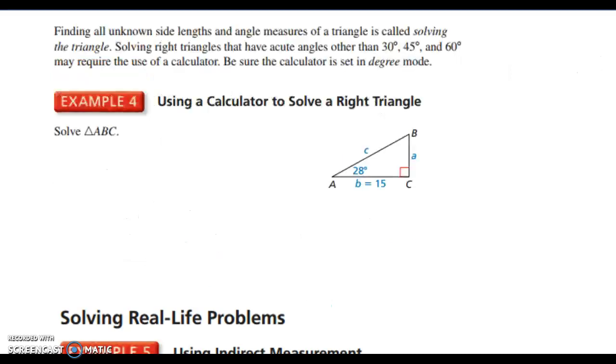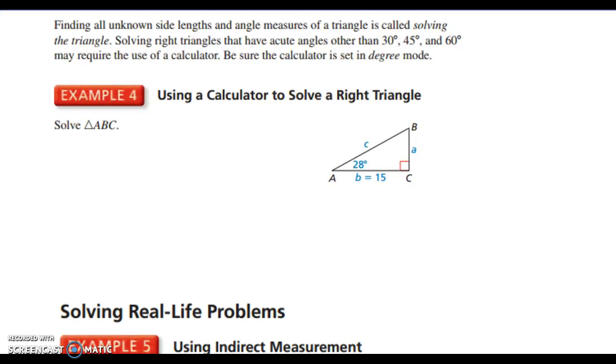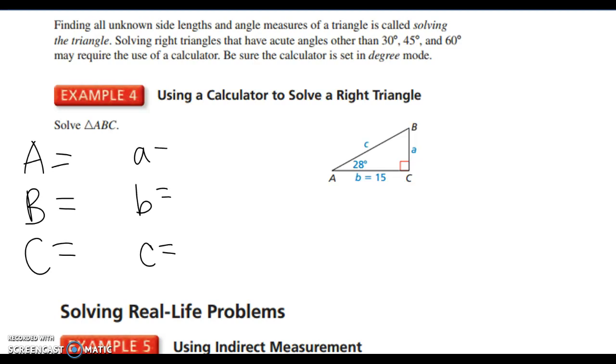Now we want to go to example 4, and we need to find all of the missing angles and sides. So before we start, let's set up capital A, and we'll have capital B and capital C, and then lowercase a, lowercase b, and lowercase c. These are my sides. We already know that capital A is 28 degrees, and we know that C is 90 degrees. So the first thing we can do is find B.